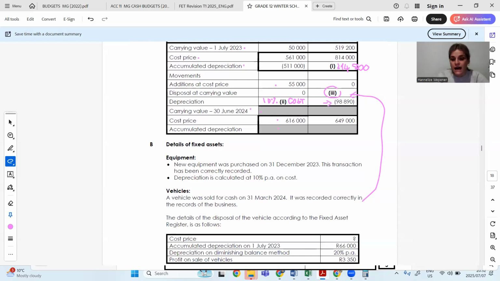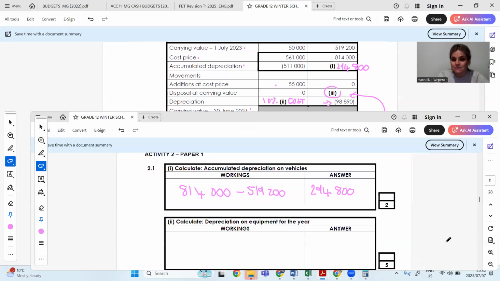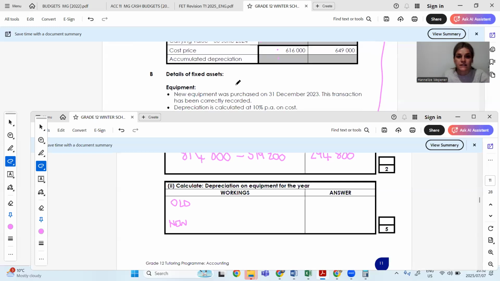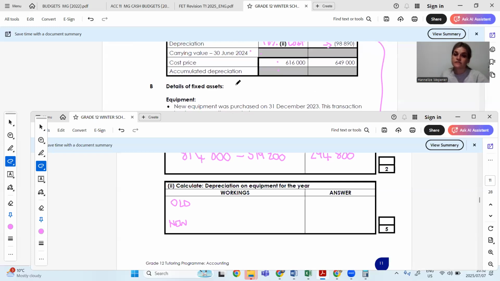Okay, so remember, I prefer doing the split calculation, where I first have my old assets, old, and new. And the new ones. Okay, and we have to calculate the depreciation at 10% per annum on cost, keeping in mind that my new one was purchased on the 31st of December.